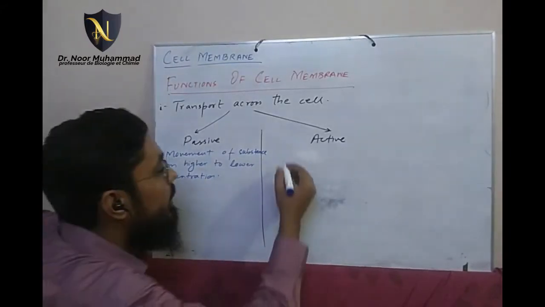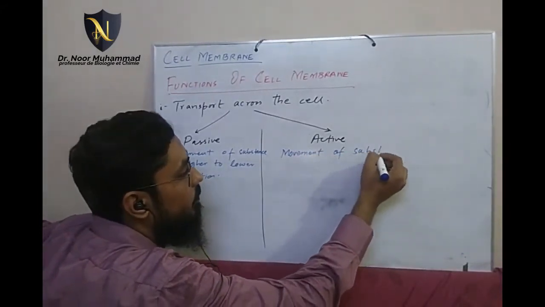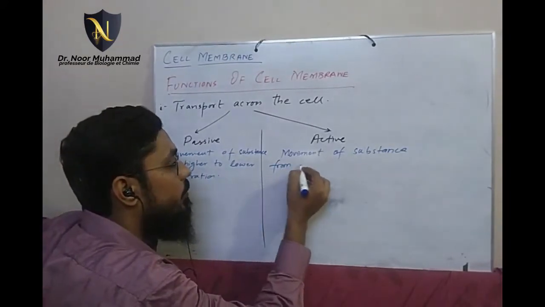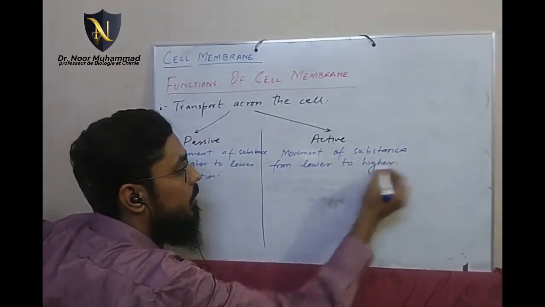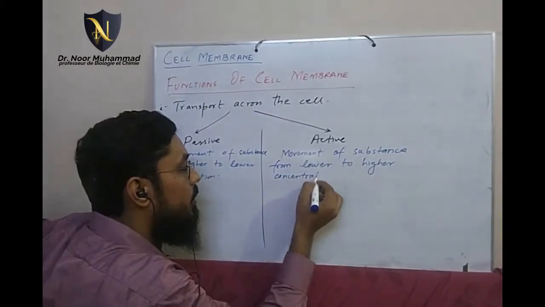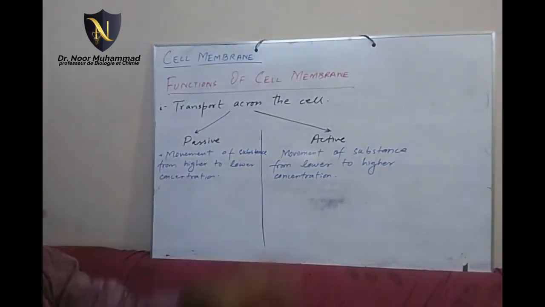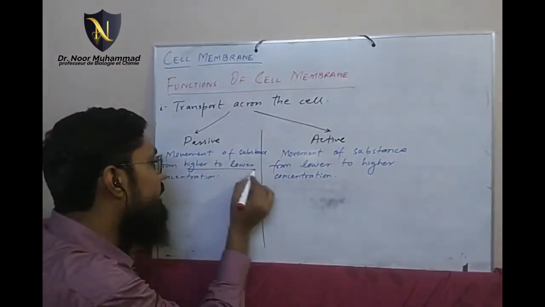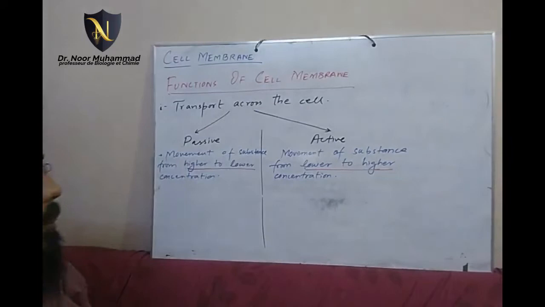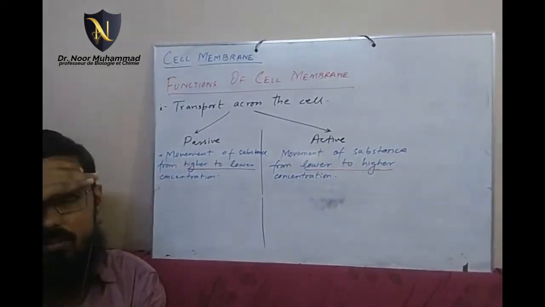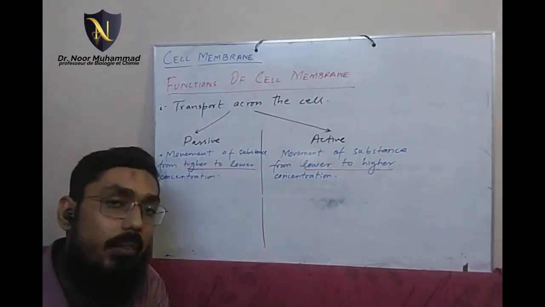Whereas what is active transport? It is the movement of substance from lower to higher concentration. Passive transport was the movement of substance from higher to lower, and this is the movement from lower to higher. So the only difference here is this. The substance in active transport tends to move from the region where it is in lower concentration to a region where it is in higher concentration, and this type of transport also occurs through the cell membrane. The cell membrane is also involved in this type of transport.